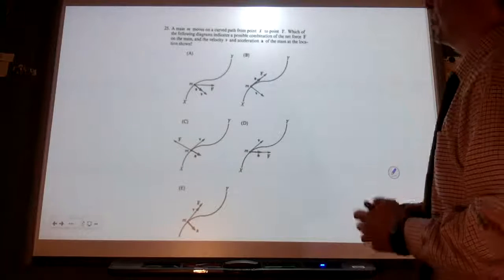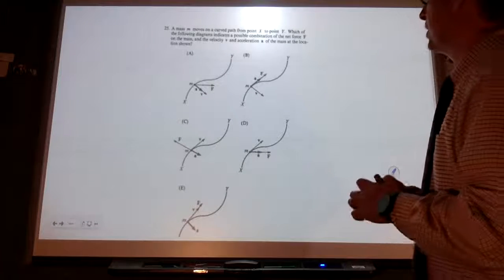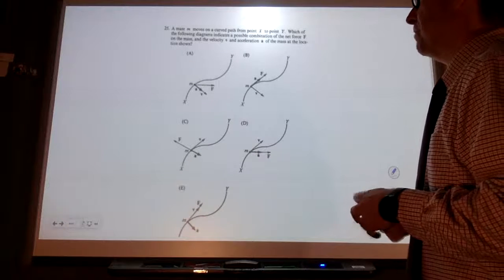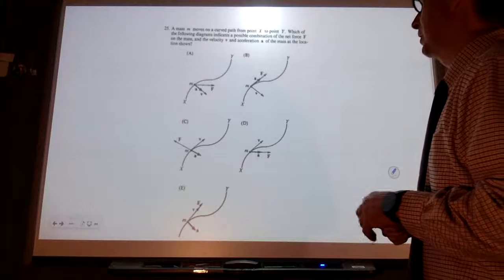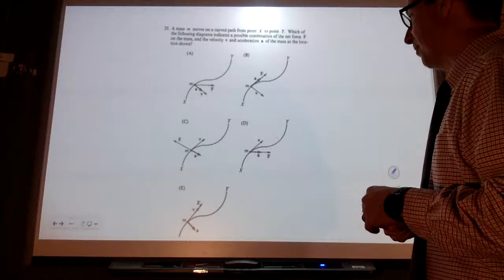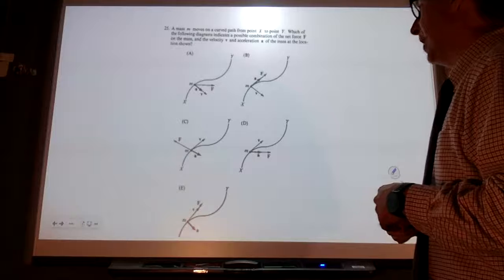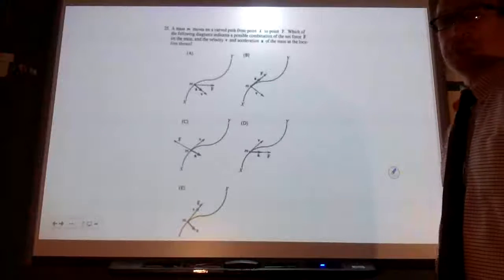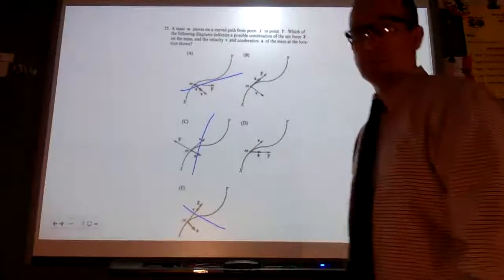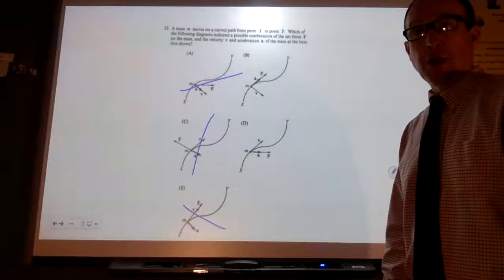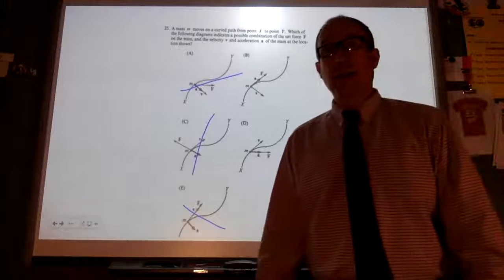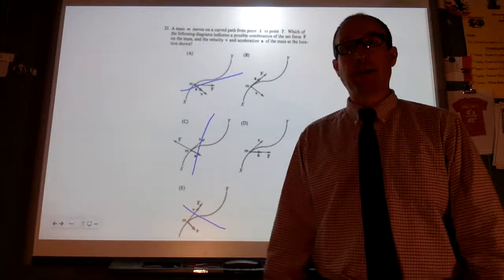All right, a mass m moves on a curved path from point x to point y. Which of the following diagrams indicates a possible combination of the net force on the mass, the velocity, and the acceleration at the location shown? All right, so we know that at any moment, our force and our acceleration have to agree. So force and acceleration don't agree here. And then we also know when it's curving, when we have circular motion, that we have to have a centripetal force, a force directed towards the center.